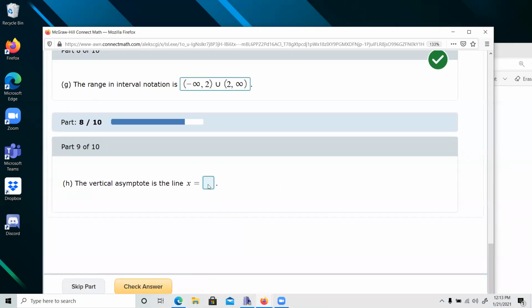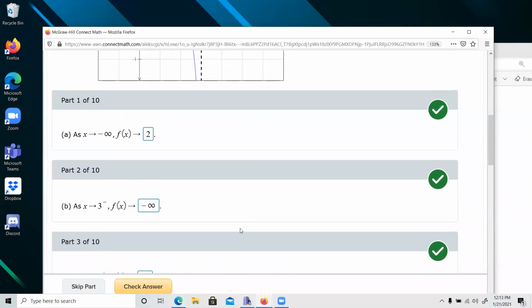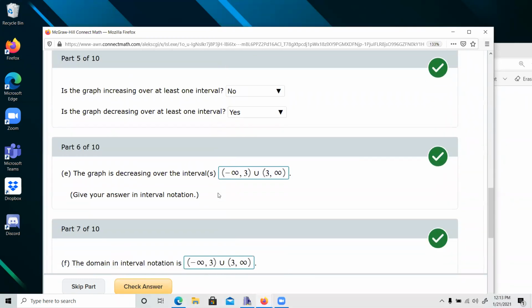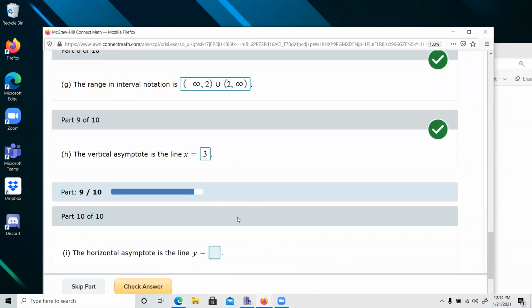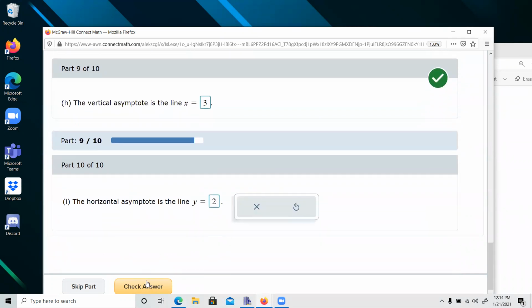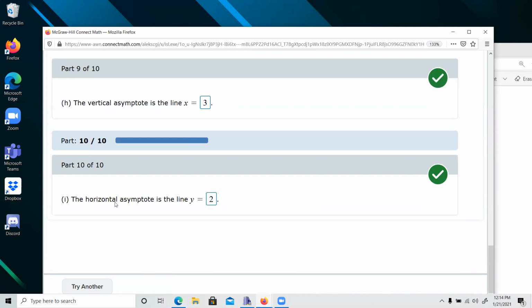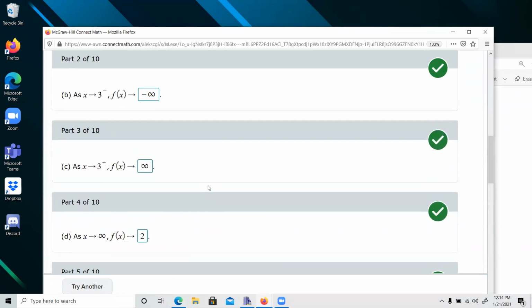Okay. We have a vertical asymptote at x equals 3, I believe. X equals 3, we have a vertical asymptote. And a horizontal asymptote at the line y equals 2. All right. Not too bad. Boy, it's a long problem.